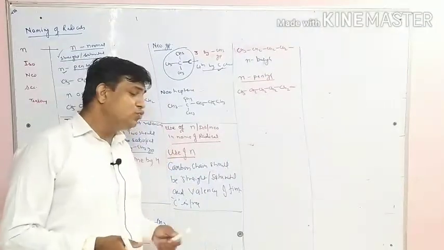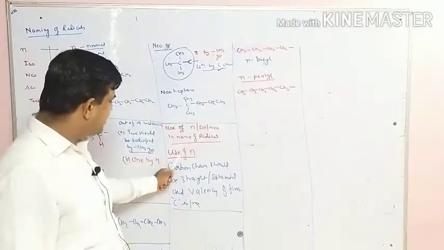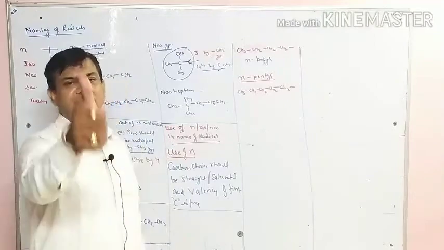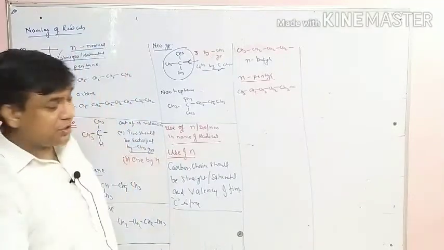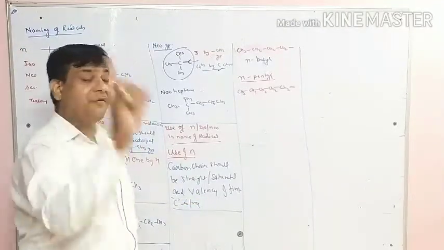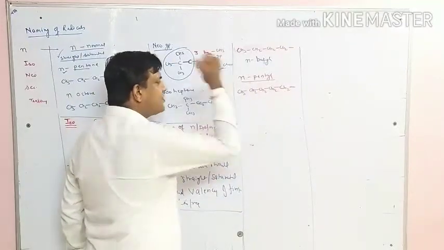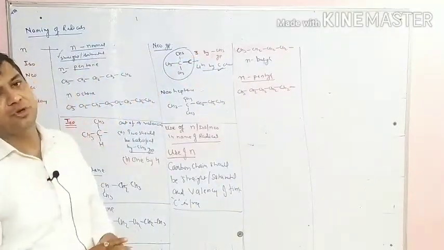So what is N? If we are going to name the radical as N, then 3 conditions should be there. Number 1, carbon chain should be straight, number 2, saturated, and number 3, valency of the first carbon. This is also first and this is also first. Valency of the first carbon should be free.